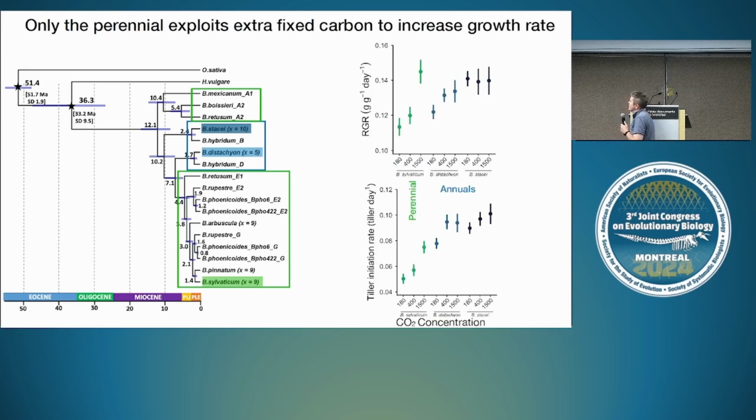Here we're looking at relative growth rate on the top, the same trait I showed you earlier, this whole plant measure of growth rate. The contrast I want you to focus on is between 400 and 1500, so control versus lots of extra CO2. What I hope you can see is that neither annual shows any response to this extra CO2. Their relative growth rate is unchanged, whereas the perennial is dramatically increasing its growth rate in response to higher CO2.